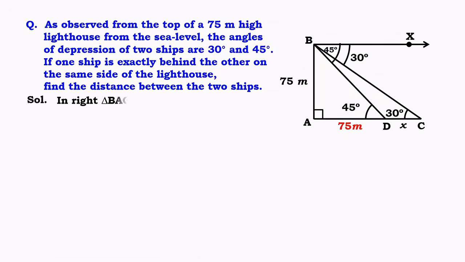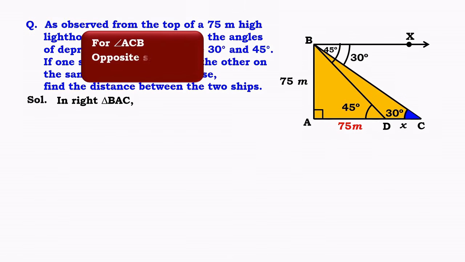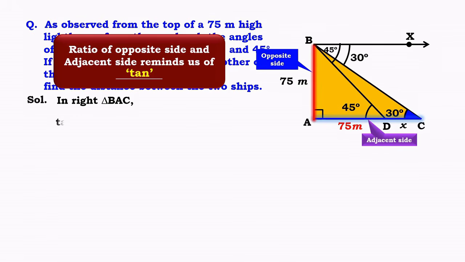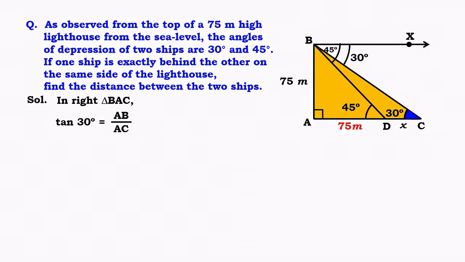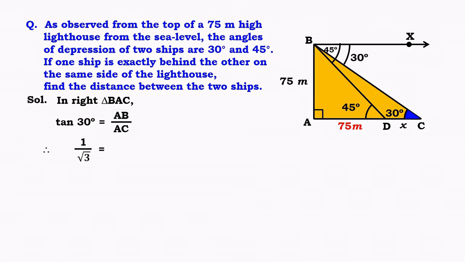Now, let us consider angle ACB. For angle ACB, the opposite side is AB, and the adjacent side is AC. The ratio of the opposite side and the adjacent side reminds us of the tangent ratio. Therefore, in the right-angle triangle BAC, tan 30 degrees is equal to AB divided by AC. Substituting the values, tan 30 degrees is equal to 75 divided by AC.